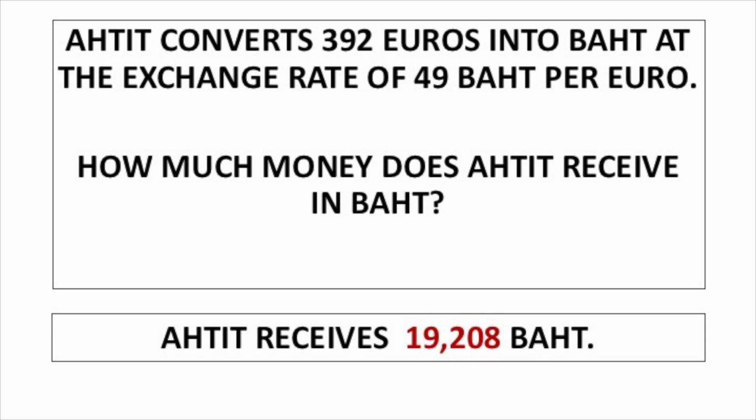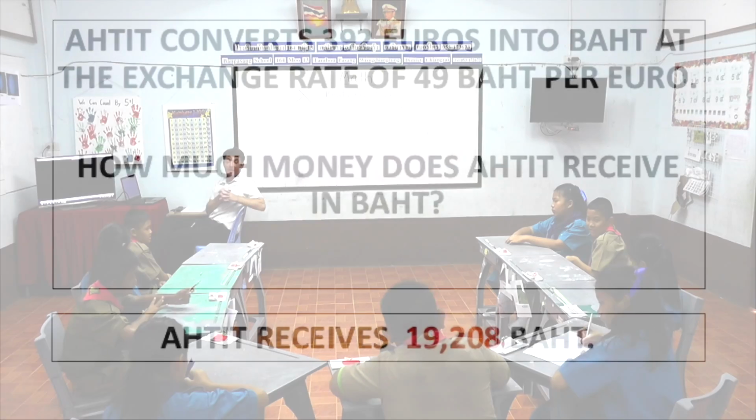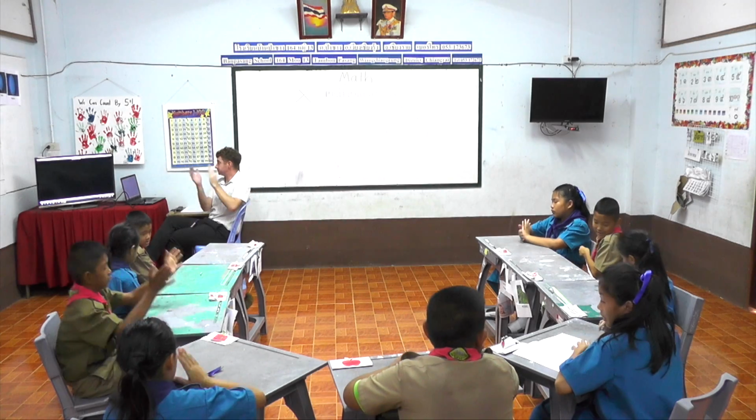So we can say, how much does Artit receive in baht? Artit receives 19,208 baht. And that's how we can correctly work out multiplication word problems. Any questions, guys? Okay, that was excellent. Very well done.